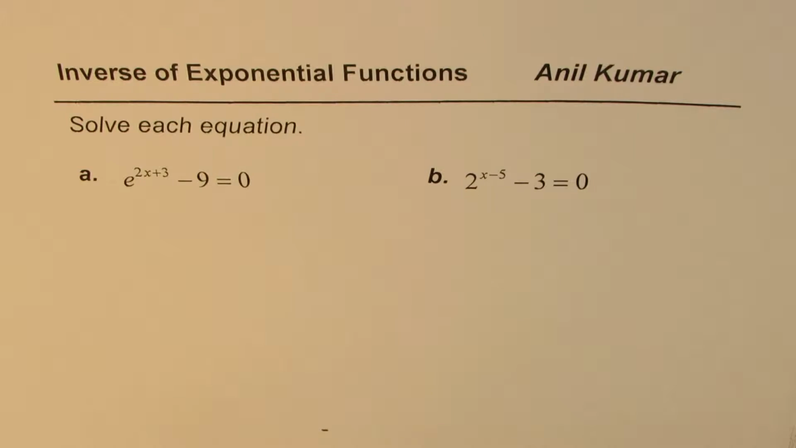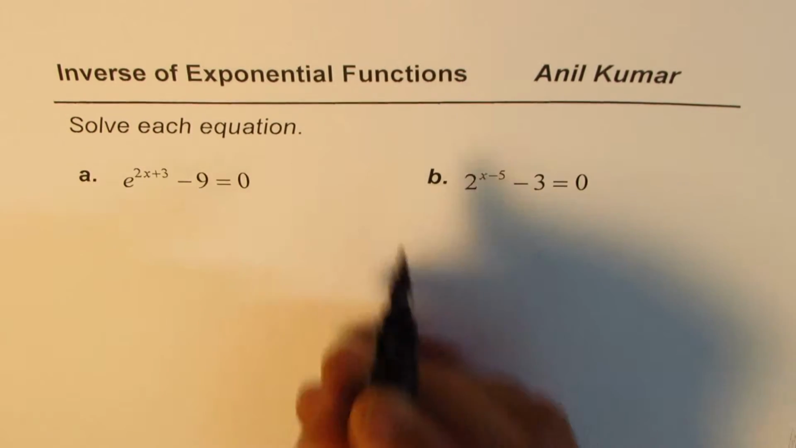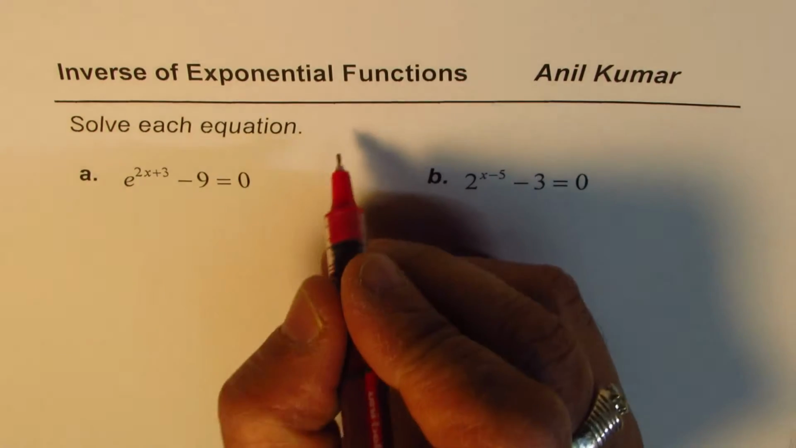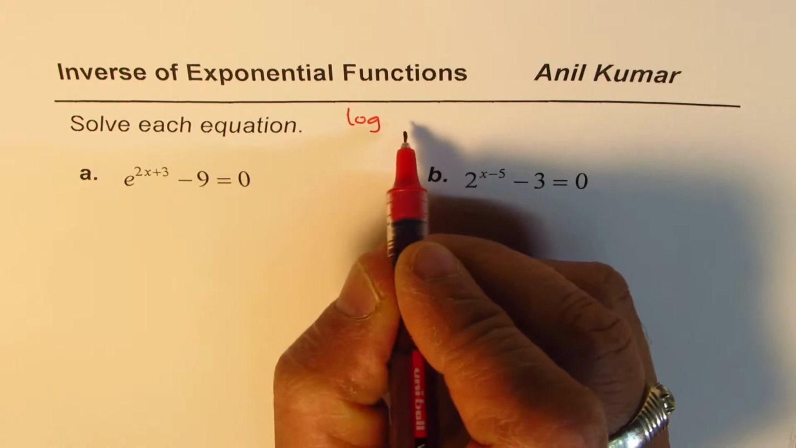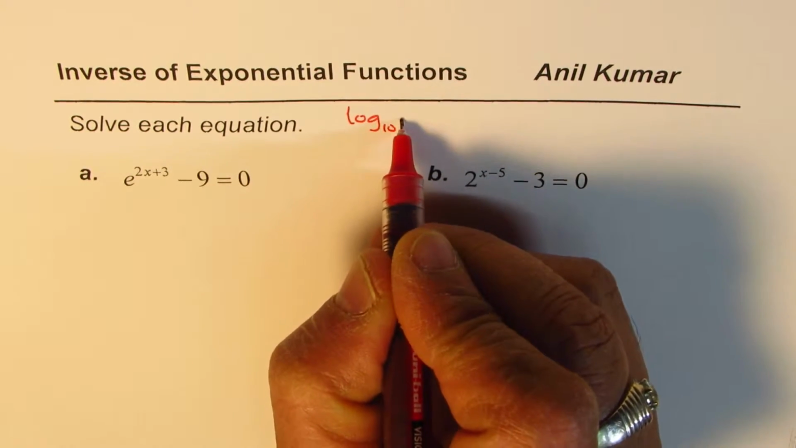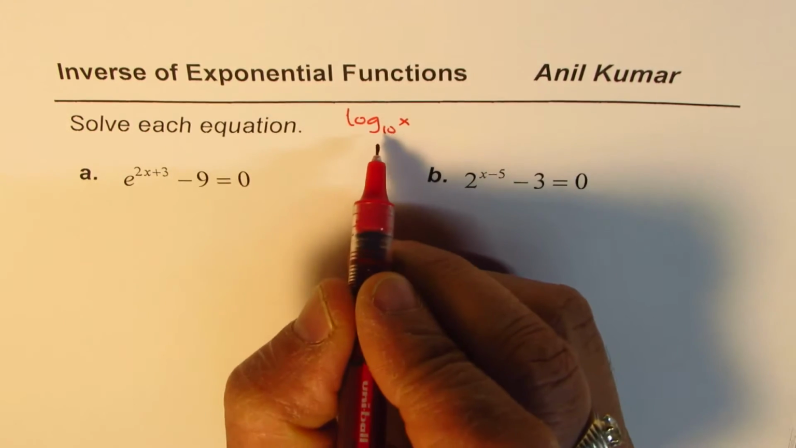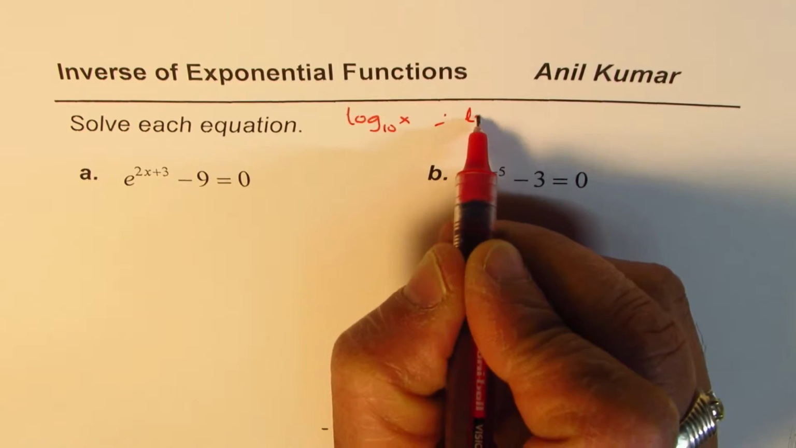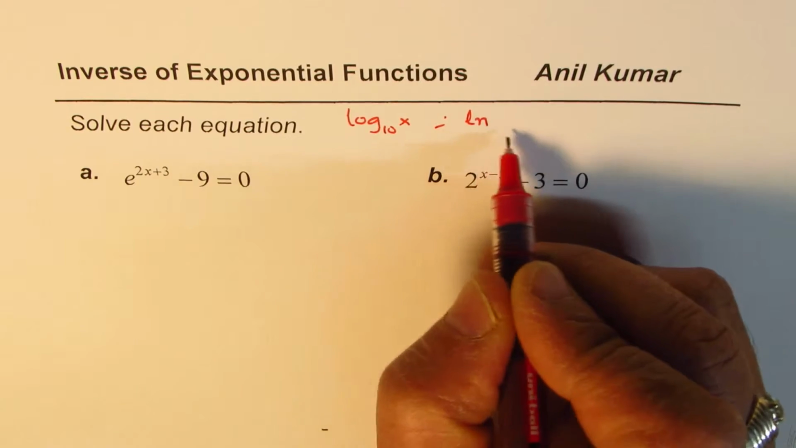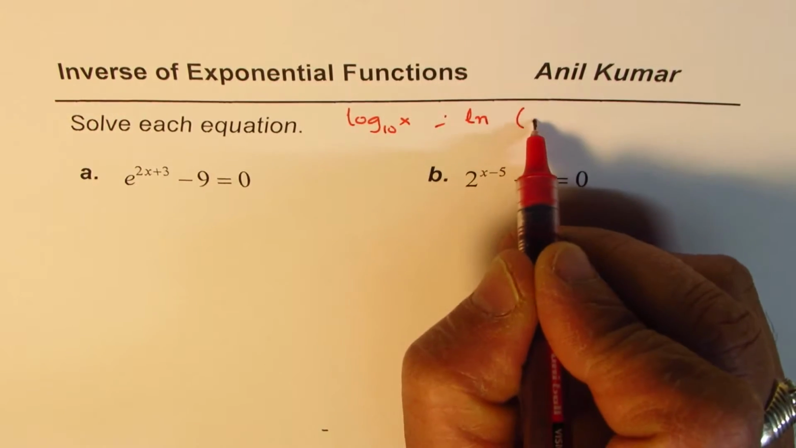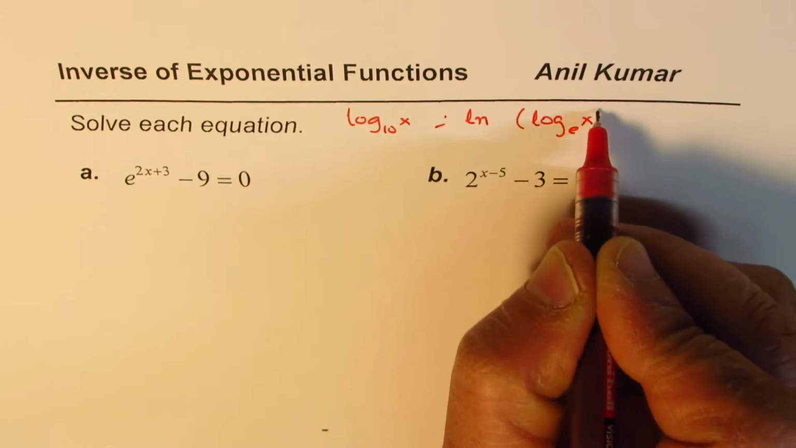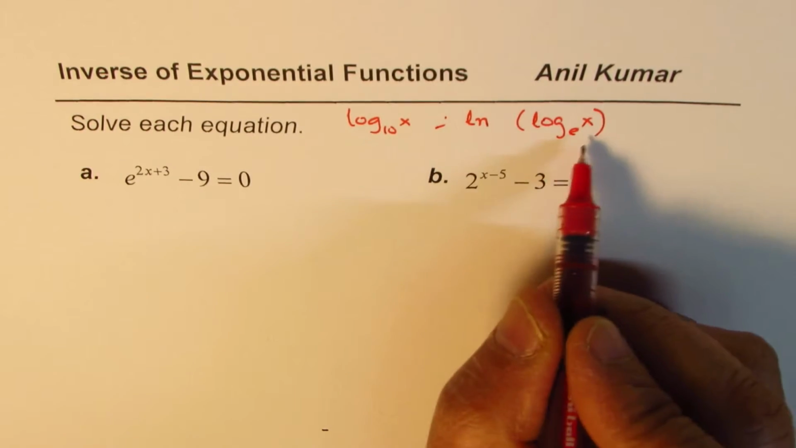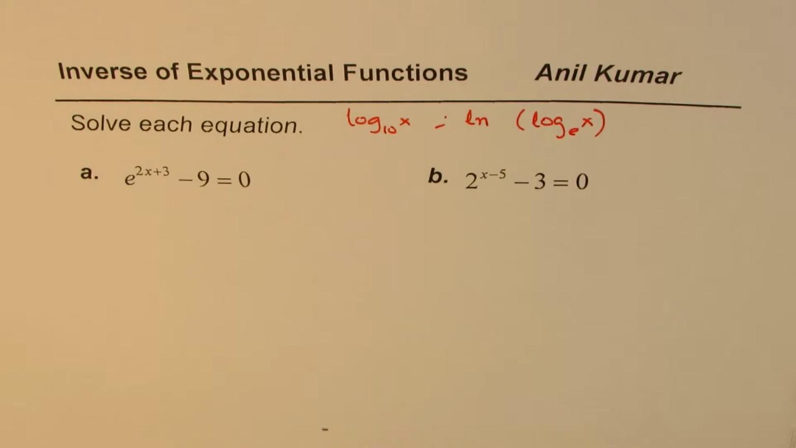Now inverse of exponential function is logarithmic functions, right? So when I say logarithmic functions, normally they are to the base 10, which you can calculate using calculator, or we may have ln, which is log to the base e of x, right? So either one of them can be used to solve exponential equations. Here we will see the techniques to use both of them with the given examples.